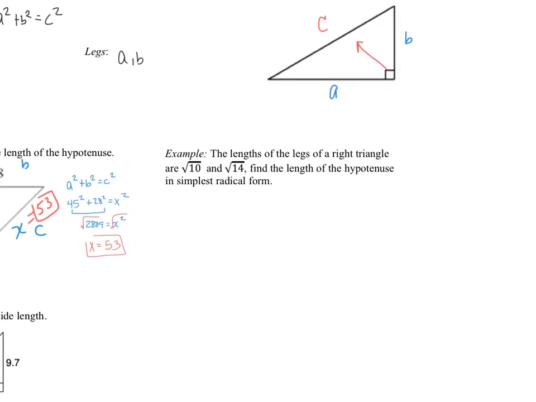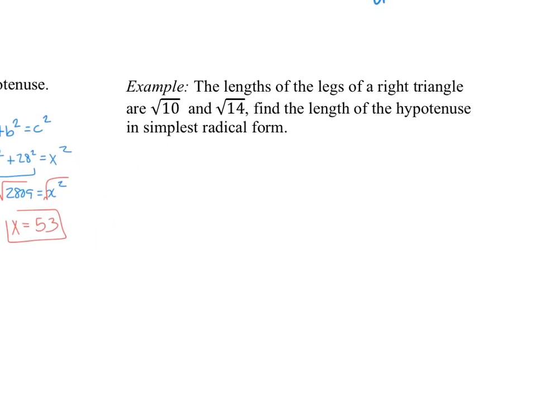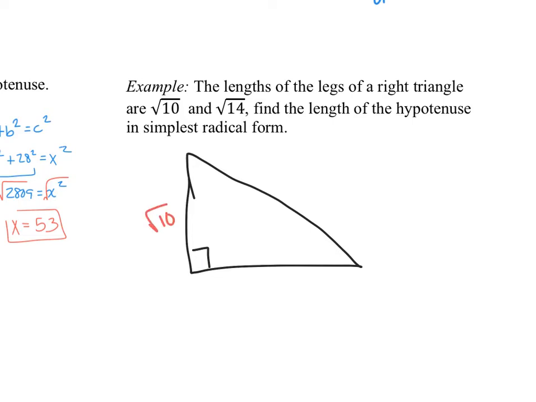Number 2. The lengths of the legs of a right triangle are radical 10 and radical 14. Find the length of the hypotenuse in simplest radical form. So the first thing I'd like to do is draw my right triangle. It's not going to be perfect. And I know my legs are radical 10 and radical 14. I want to find my hypotenuse, so I don't know what it is, so I'm going to put an X there.